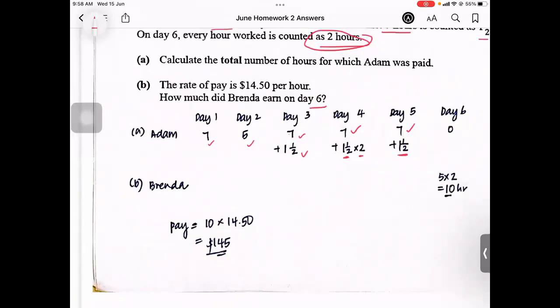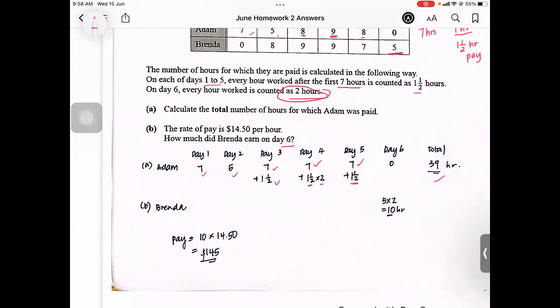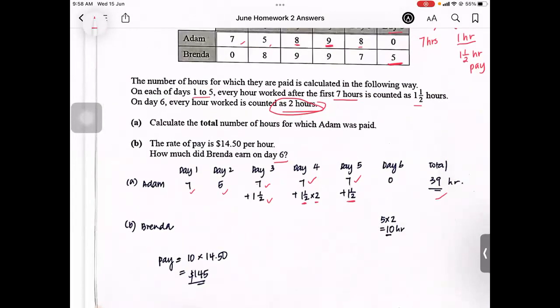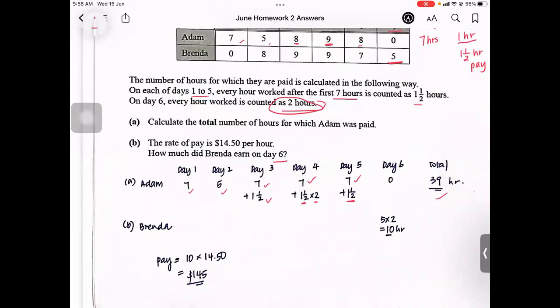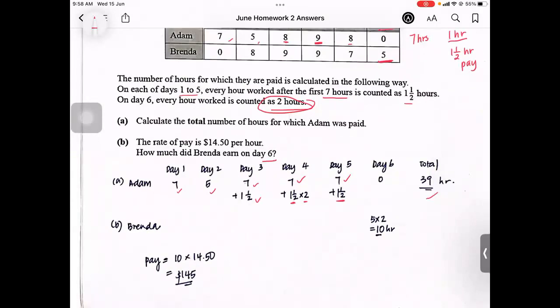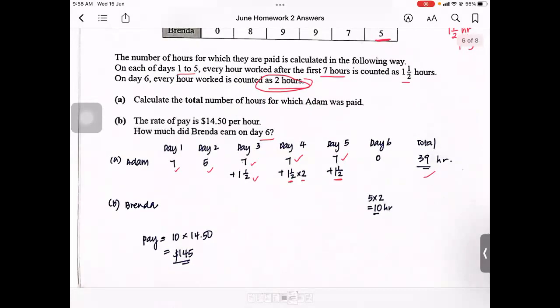Okay, this one I hope you all know how to calculate, because in the future, if you go and work for OT and stuff like that, or even go for a part-time job, this is how the real world actually pays the worker as well. So you should be able to know how to calculate your own salary.